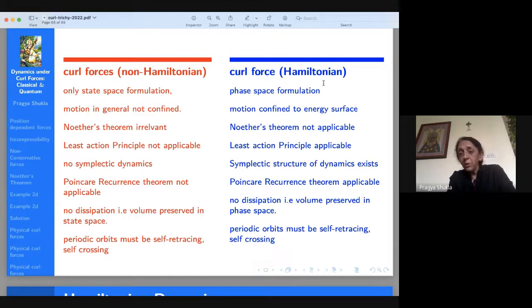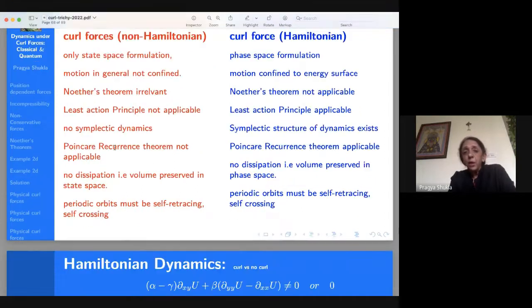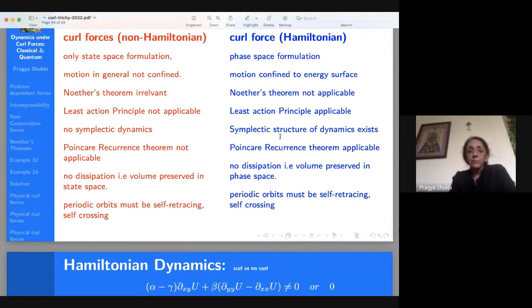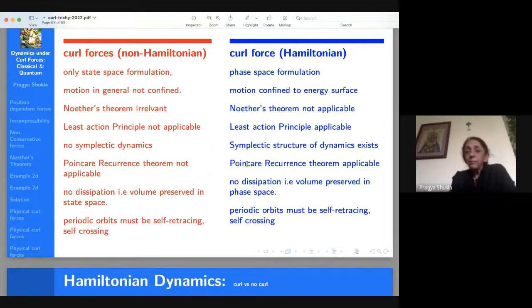Mind you, I'm not talking about the standard Hamiltonian, but curl force Hamiltonian, like the anisotropic Kepler Hamiltonian. Least action principle is not applicable for curl force non-Hamiltonian; for curl force Hamiltonian, the least action principle is applicable. No symplectic dynamics in the non-Hamiltonian case; the symplectic structure of dynamics exists in the Hamiltonian case. Poincare recurrence theorem is not applicable in curl force non-Hamiltonian, and applicable in curl force Hamiltonian. No dissipation, volume preserved in state space in both cases. Periodic orbits are said to be of the same type for both cases.